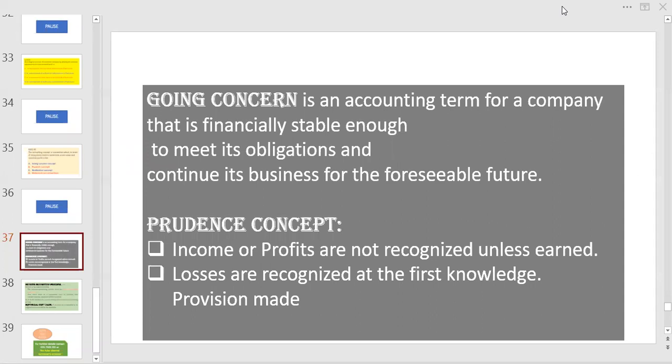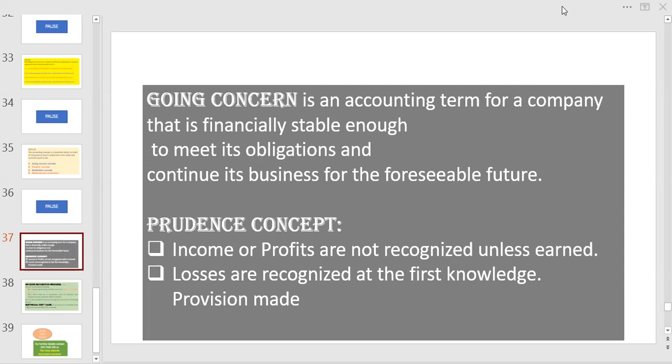Before answering the question, we will take this opportunity to learn something. Perhaps you all are aware what it is, but this is just to remind you and recapitulate what we have studied. The first one is going concern. Going concern is about the foreseeable future.